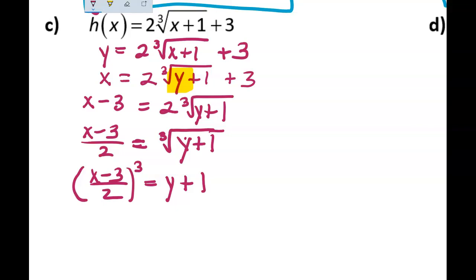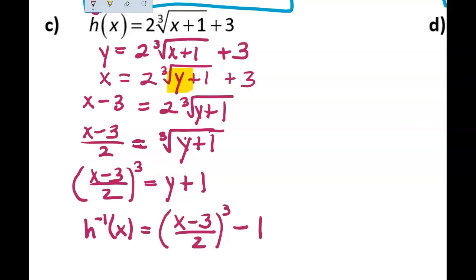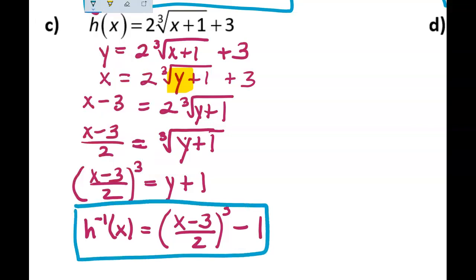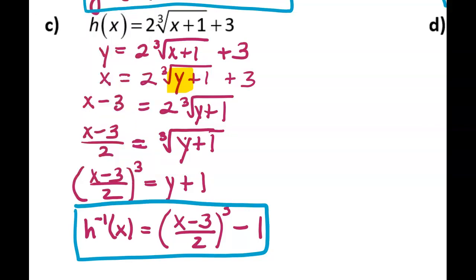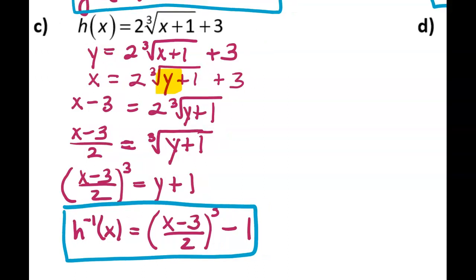All right, lastly, we're going to subtract 1, and I'm going to skip a step here, and I'm going to subtract 1 at the same time that I'm replacing the y value with h inverse of x. So h inverse of x is equal to x minus 3 over 2 quantity cubed minus 1. Remember that the -1 superscript goes after the h and before the of x.